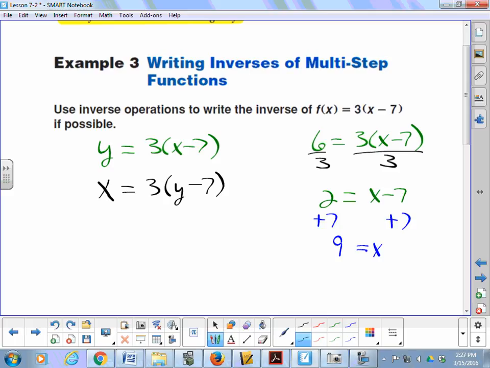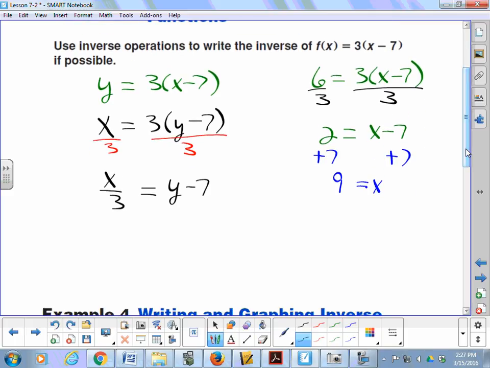Okay? So what did we do first? We divided by 3. So we'll divide by 3. So we get x over 3 equals y minus 7. Then what did we do over here? We added 7. So we're going to add 7 again. So we get y equals x over 3 plus 7.